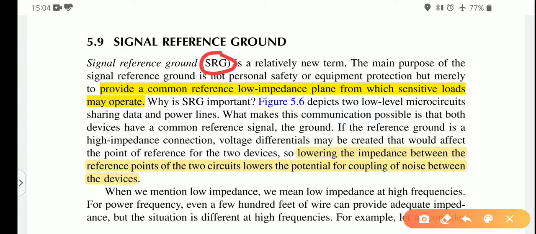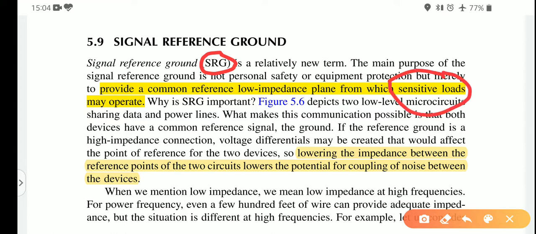So this SRG term, how it is useful, we see line by line. The main purpose of the signal reference ground is not person safety or equipment protection, but merely to provide a common reference low impedance plane from which sensitive loads may operate. Here the important word is sensitive loads.